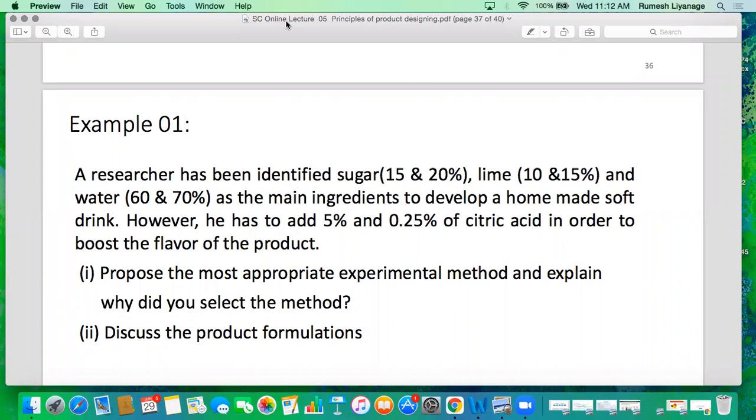How many factors are there? No answer. Dilrukshi? Dilrukshi, can you hear me?